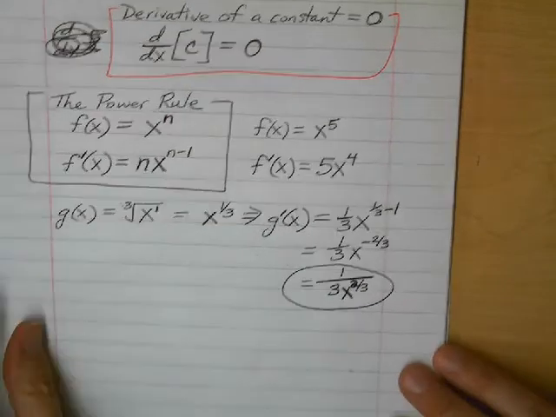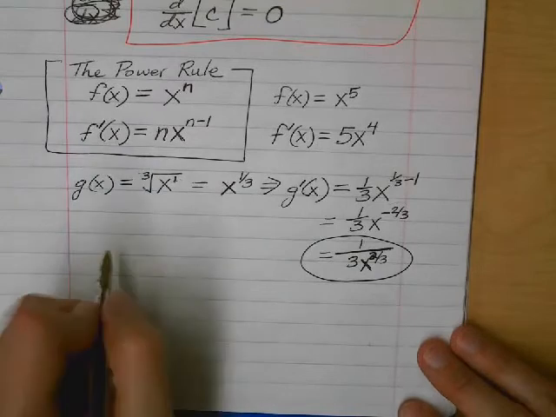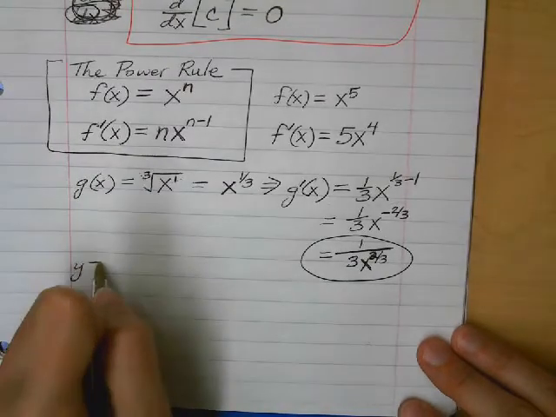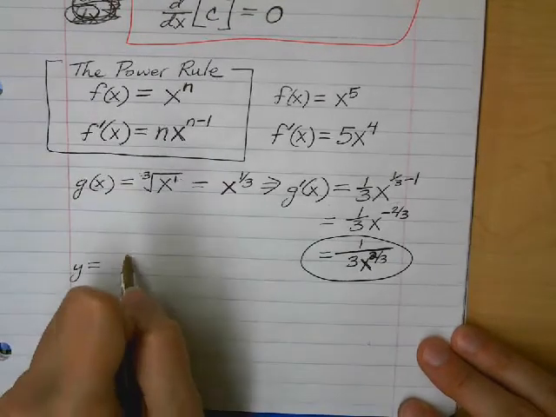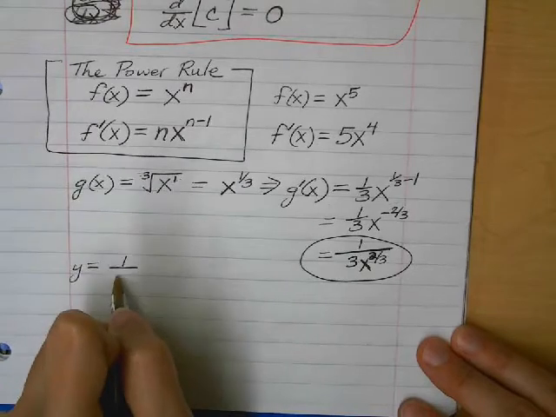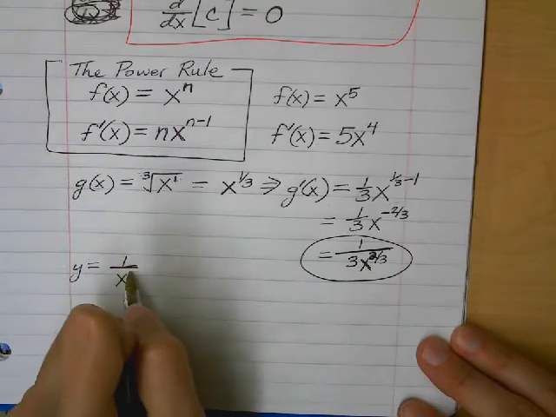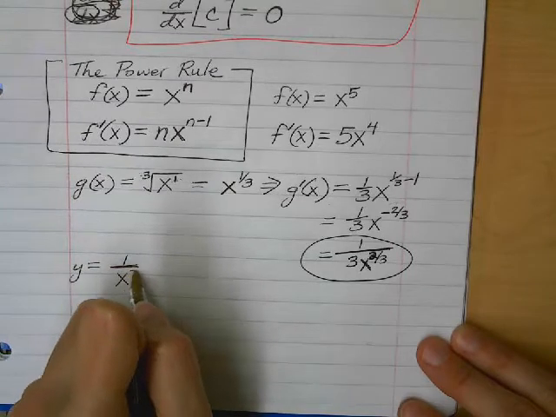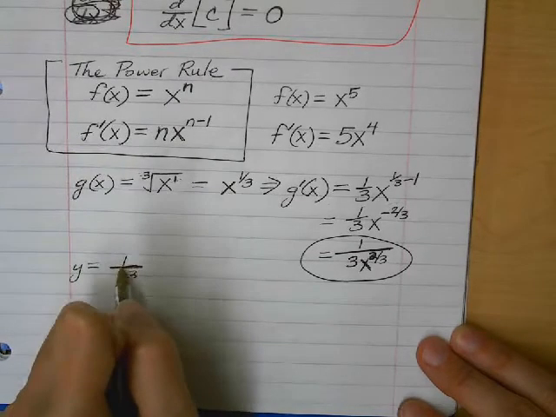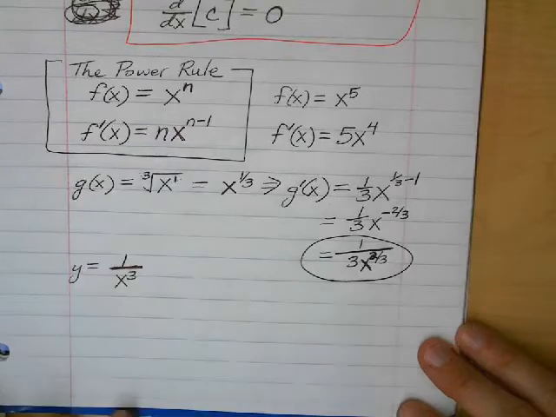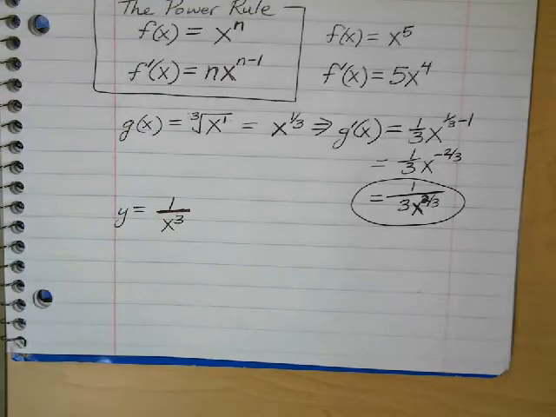Okay, let's try another one. Let's say you have y equals 1 over x to the, let's just do 1 over x to the 3rd. Sure, that sounds good. How are we going to find the derivative of that one?